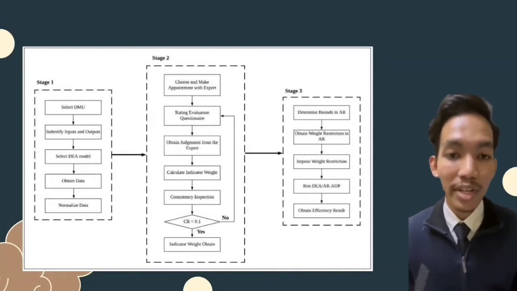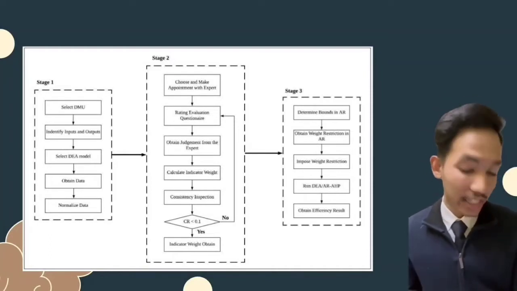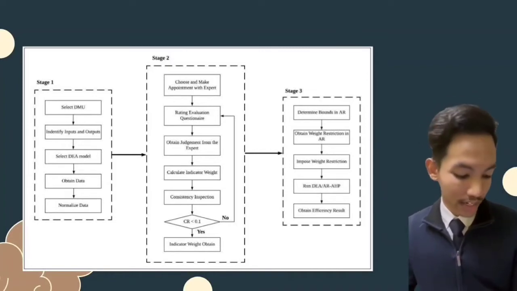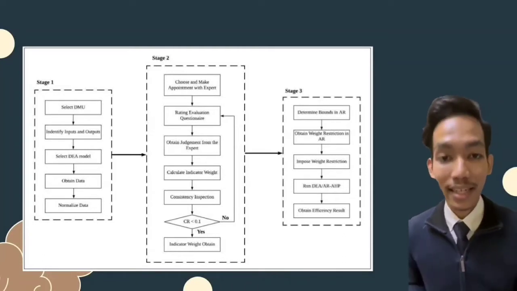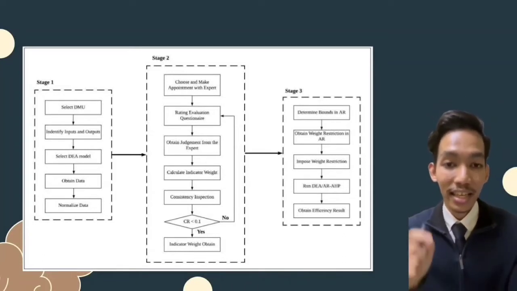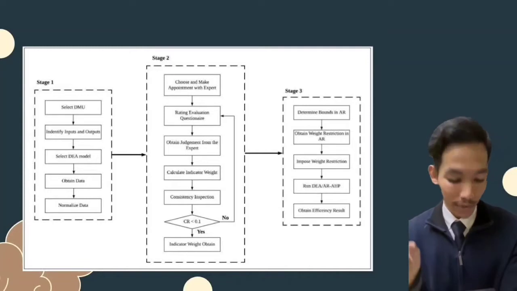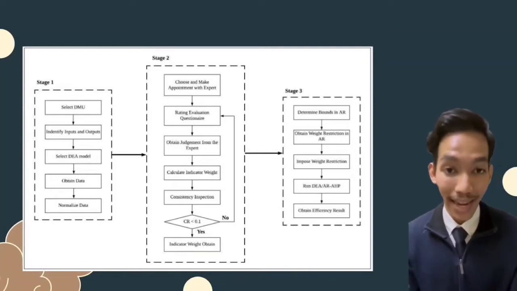In stage number one, which is the DEA method, the first step is to select the DMU. The second step is to identify input and output, select the DEA model, obtain data, and normalize the data. The second stage is the AHP method. Thus, the first thing we need to do is to choose and make an appointment with an expert.